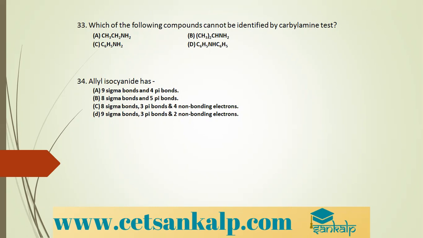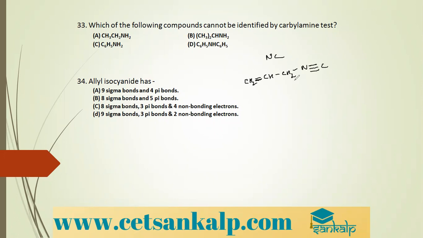Next, allyl isocyanide. Isocyanide means there is NC. Allyl group. So let us check how to draw allyl isocyanide: CH2 double bond CH, then CH2, and then N triple bond C. So at the allyl position, there is a carbon double bonded to another carbon. So this is allyl isocyanide.